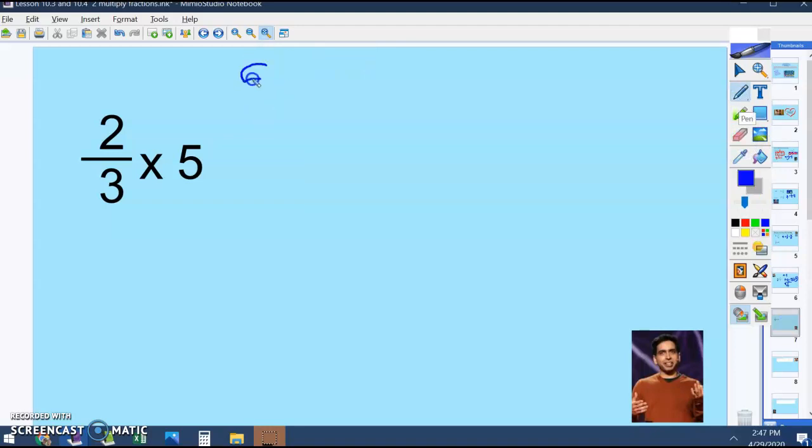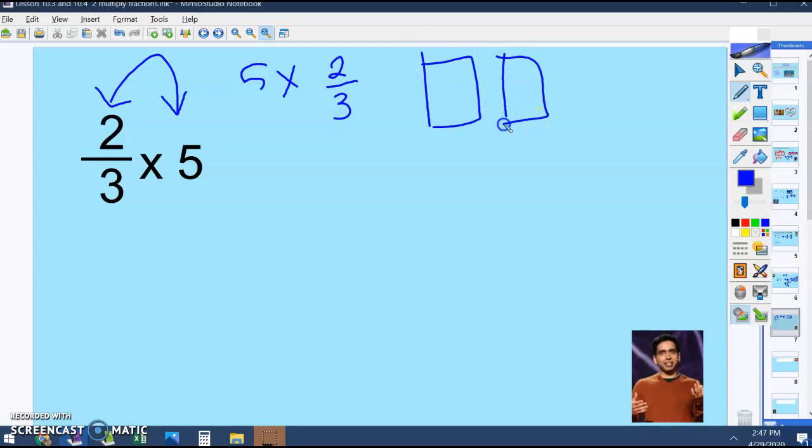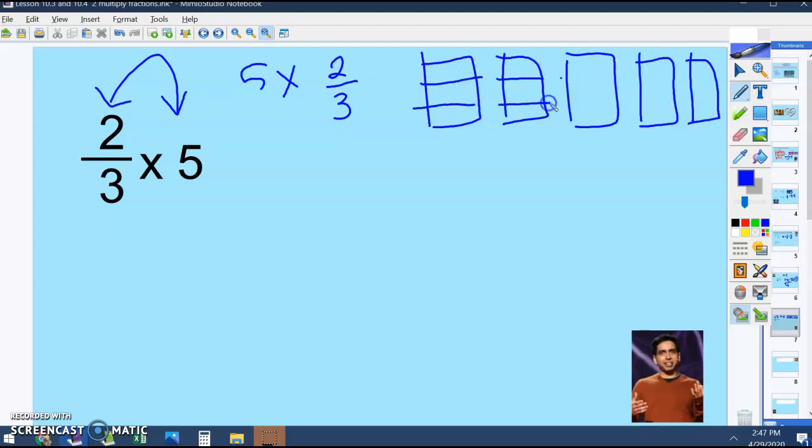So I could use the commutative property and flip-flop these guys and do 5 groups of 2/3, right? And I could figure this out. Here's one group of, here's 1, 2, 3, 4, 5. And then I want 2/3 in each group. So I could say, okay, here's 2/3, here's 2/3, here's 2/3, here's 2/3, here's 2/3, and there's 2/3.